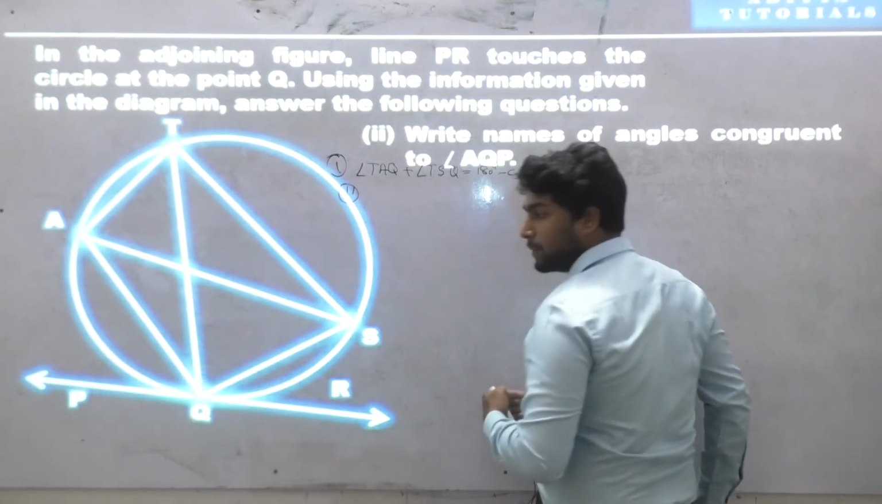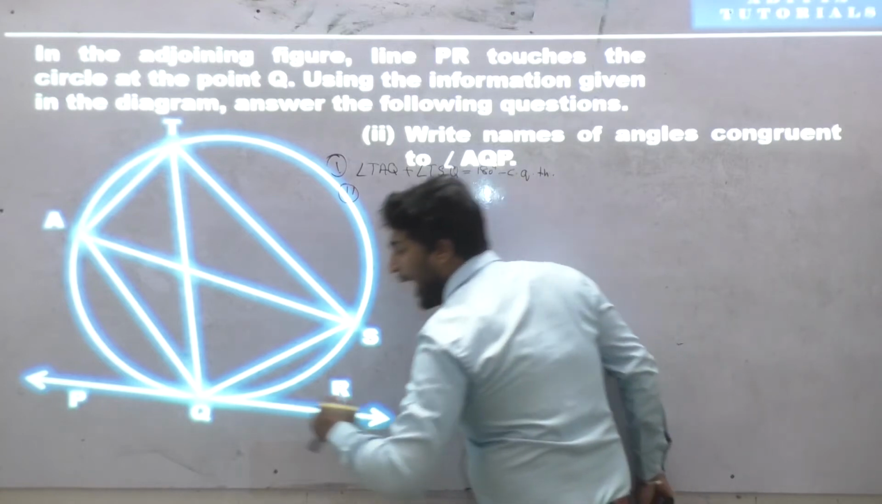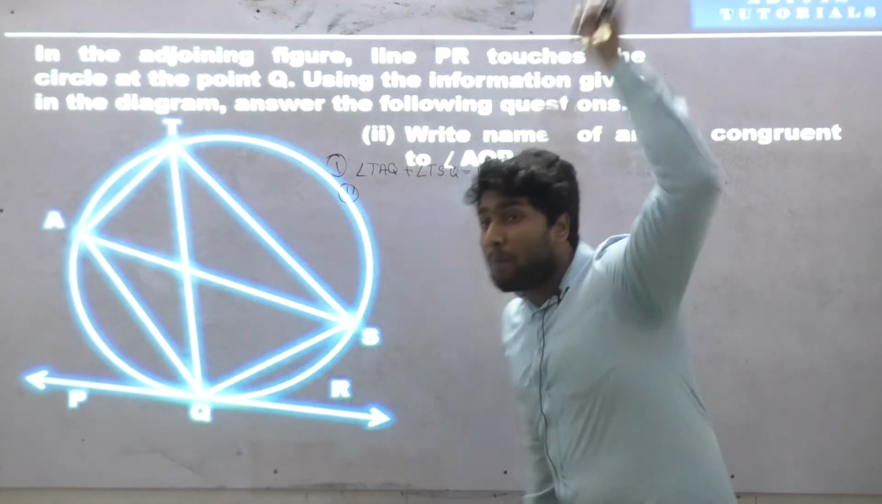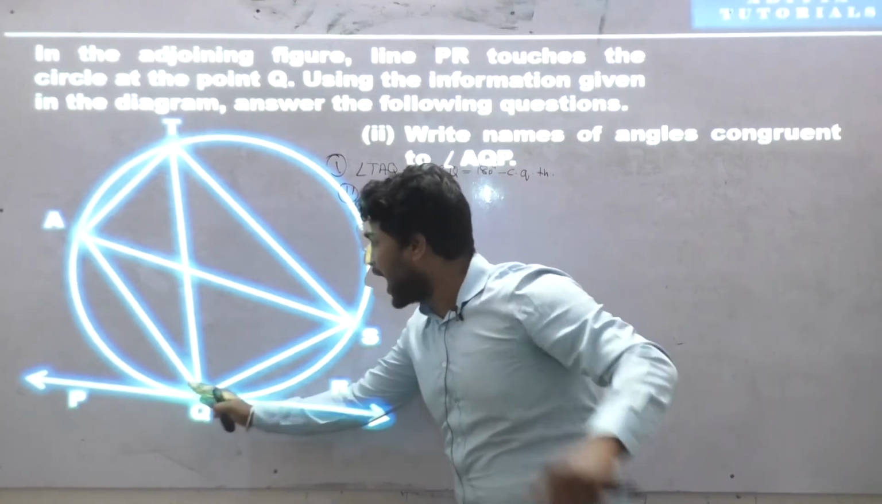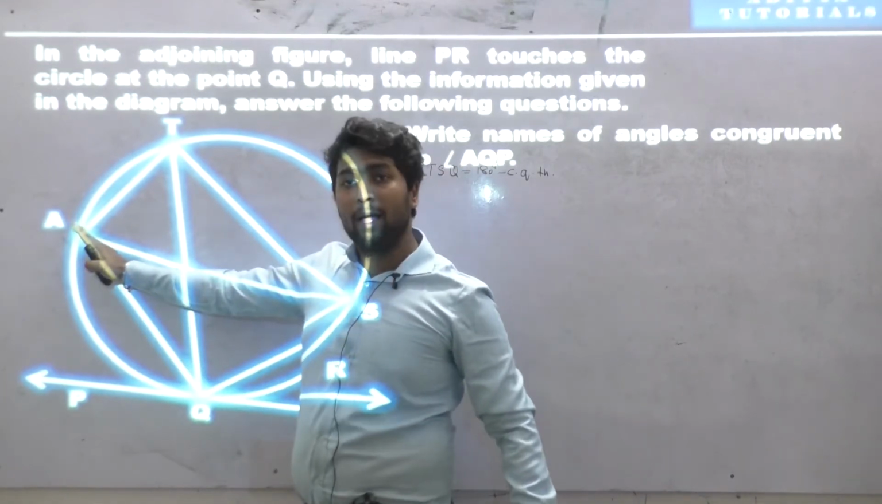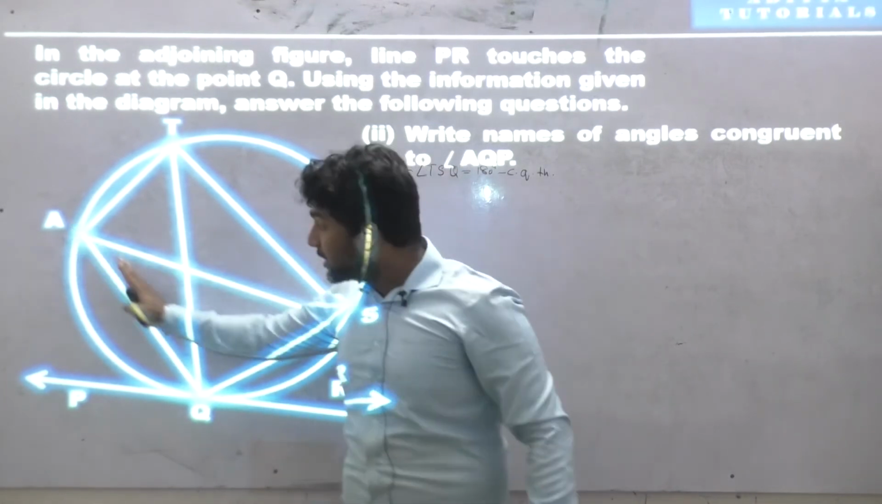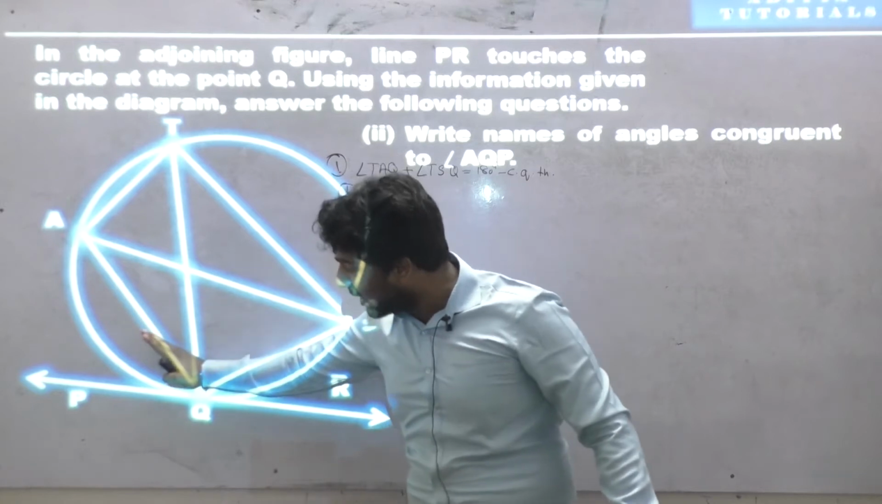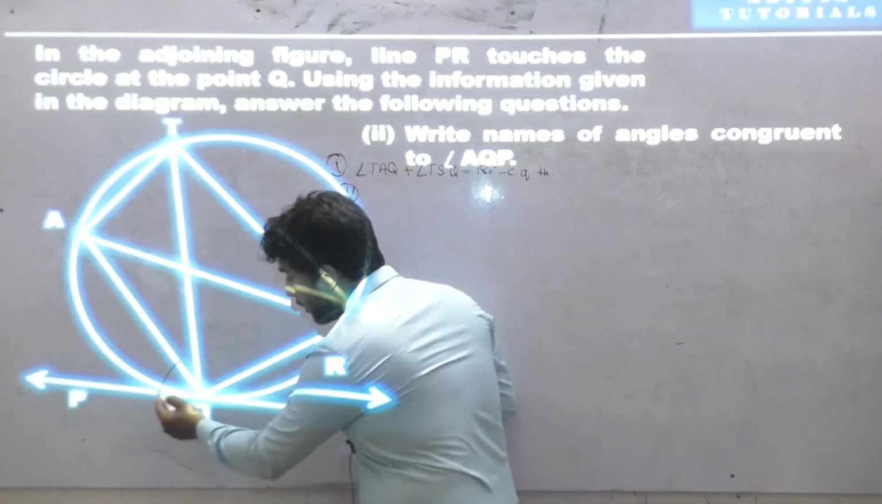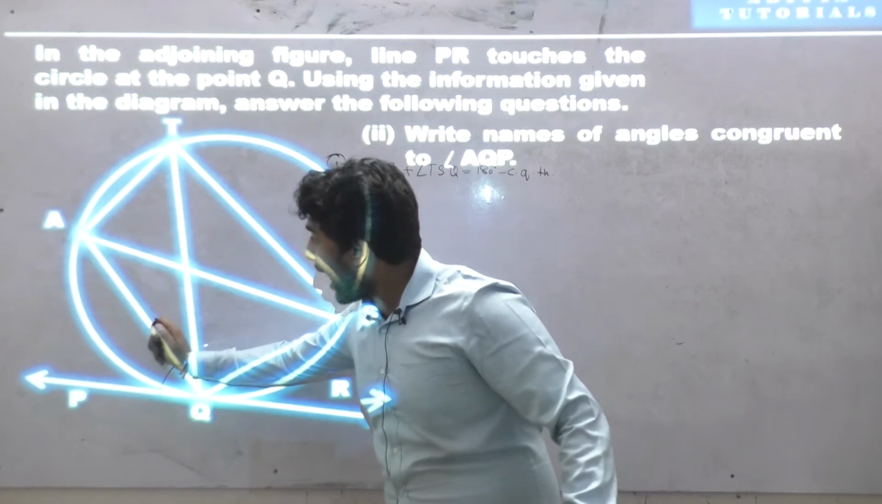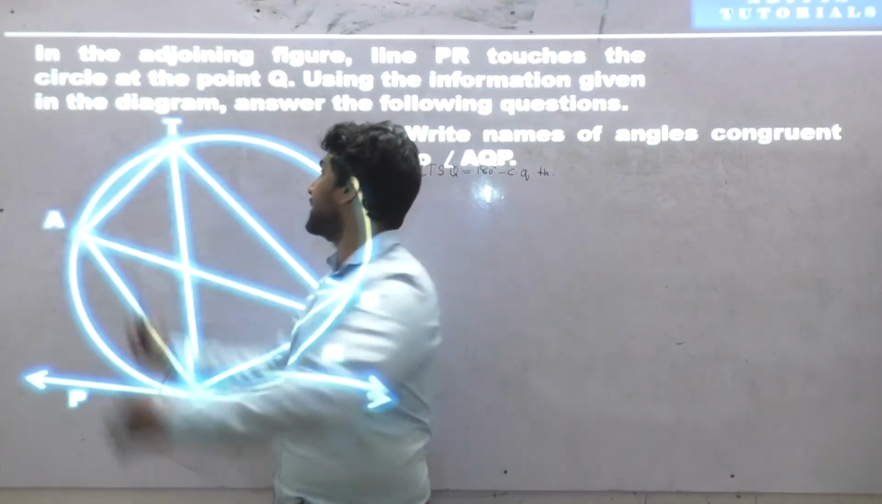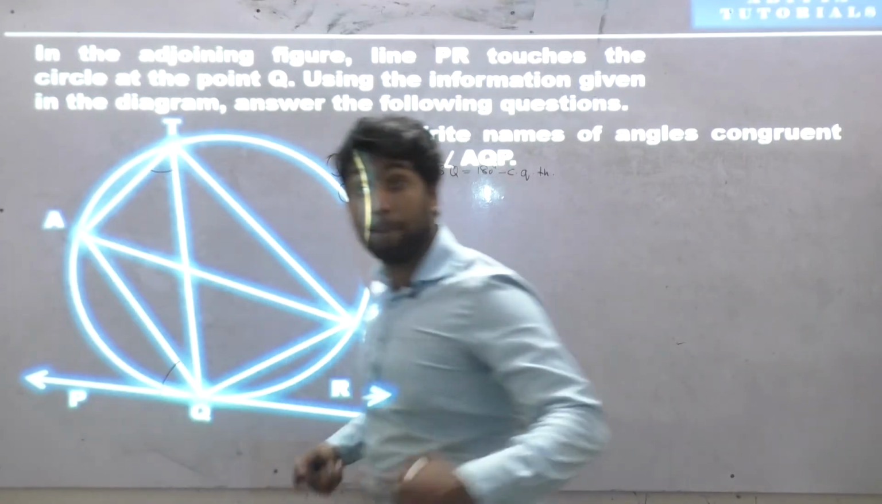a tangent touching the circle at point Q, and from that point of contact a chord is drawn, then the angle which the chord makes with the given line is equal to the angle in the alternate segment.